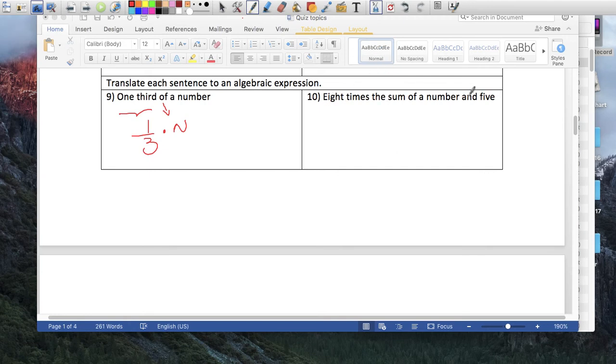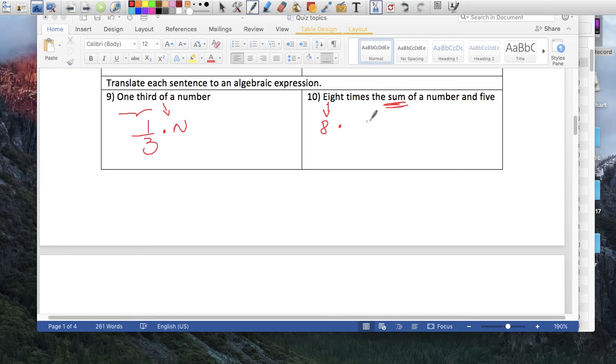8 times the sum of a number and 5, so 8. I like to translate literally right under it. 8 times, what are we multiplying? The sum of a number and 5. So it's sum here, okay? So basically you have to add that number and 5 and then multiply by 8.